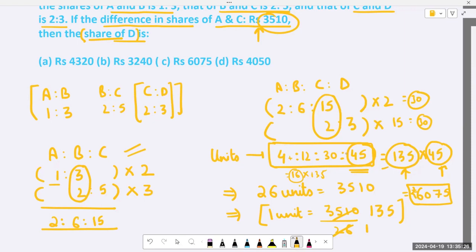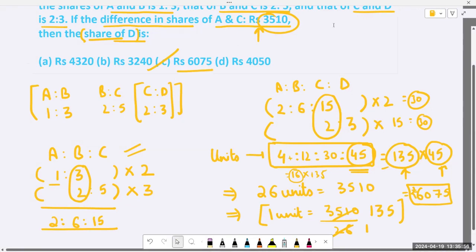And now this was the conventional and the lengthy method. There's also one trick method, which we'll be discussing now for this same question. So I'll just mark the answer here, which is 6075 rupees is the share of D. Let's move on to the next method for this particular question.